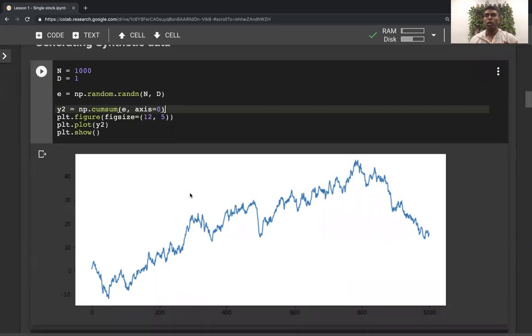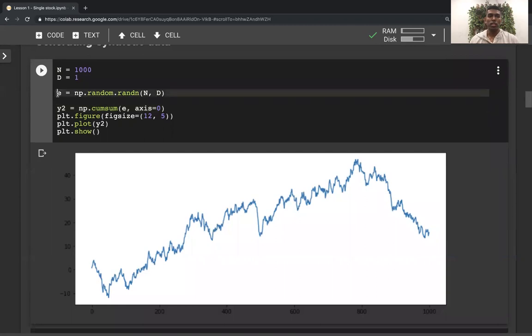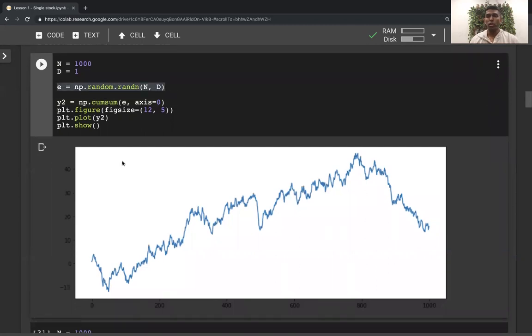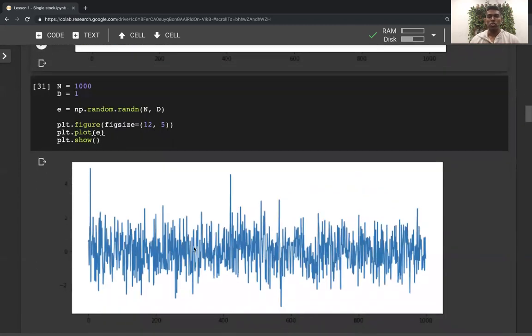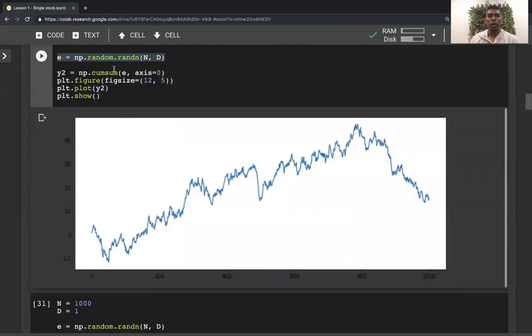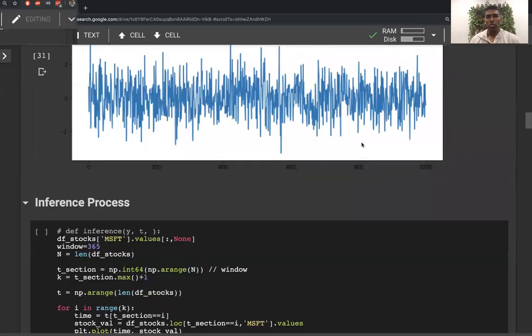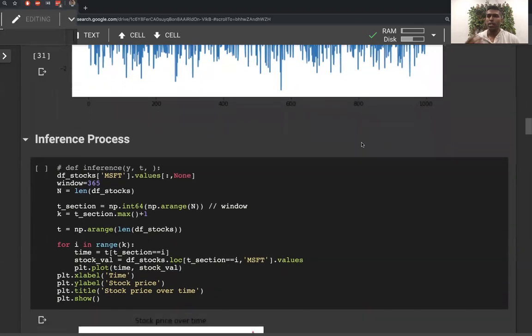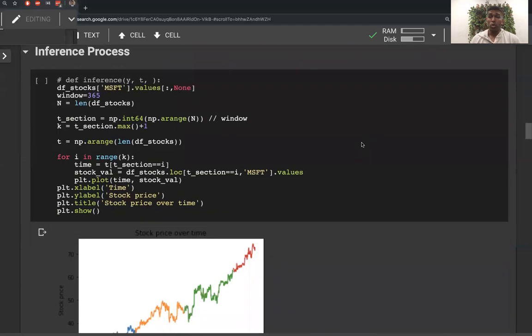Now, if I was to plot just the normally distributed random numbers on its own, this is what it looks like. Okay, so there's no trend, it's just literally noise, right? Whereas when you sum them up, you get this nice kind of trend happening, which you can see. So it's moving somewhere. I think it's a lot to do with Brownian motion, but you know that's a side comment.